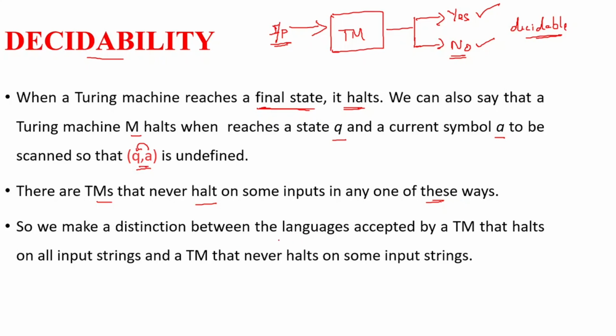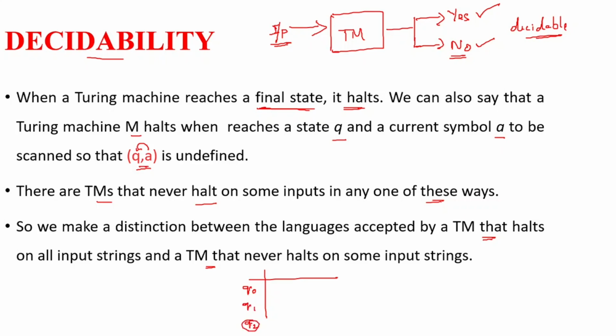And we have to make a distinction between the languages that are accepted by a Turing machine that halts on all input strings and a Turing machine that never halts on some input strings. So to get a clear idea, let me take an example. I have constructed a Turing machine with maybe three states.